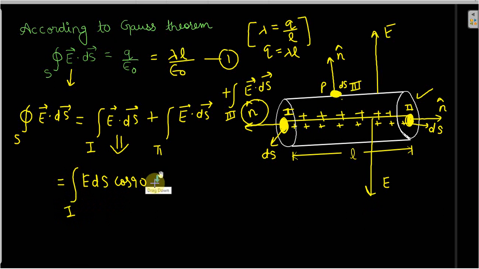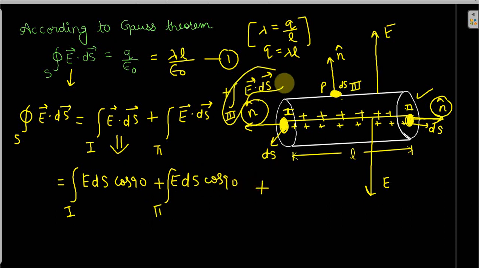Similarly for the second one, E ds, second part is also there. So n cap, this area vector is outward side and electric field is this side, so angle is 90 degree. So we can say here again the angle is 90 degree. So you can write E ds for the second cos 90. Okay, now for third part, what is third part?